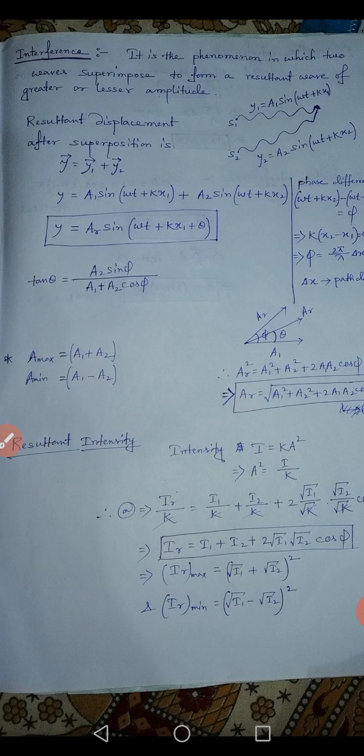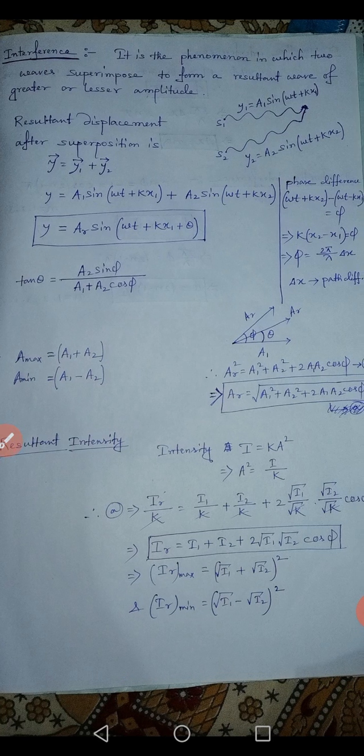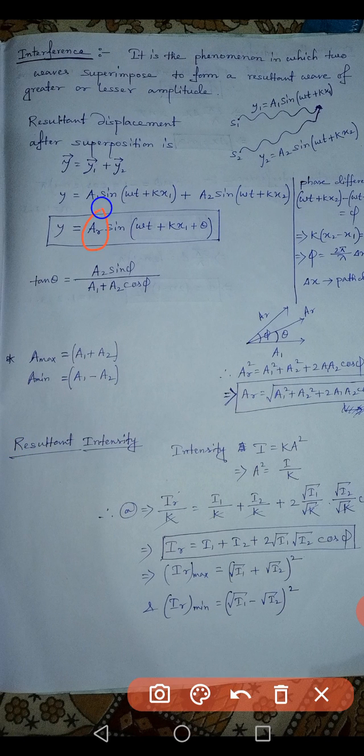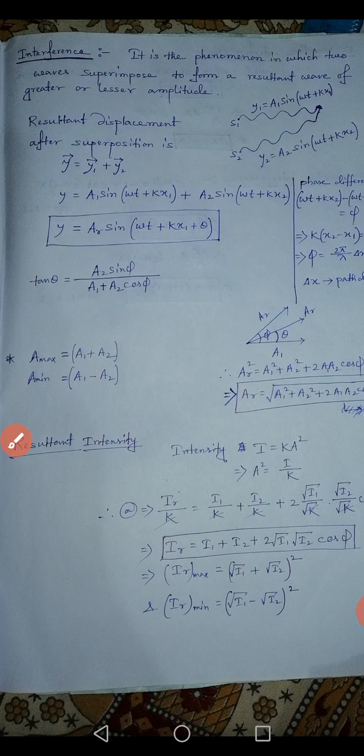So the resultant AR, this is the resultant of which two vectors? A1, A2. So I have drawn here, suppose this one is the A1 vector, this one is the A2 vector. Now A1 is this wave, A2 is this wave, right? What is the phase difference between them? Here I have written this one.